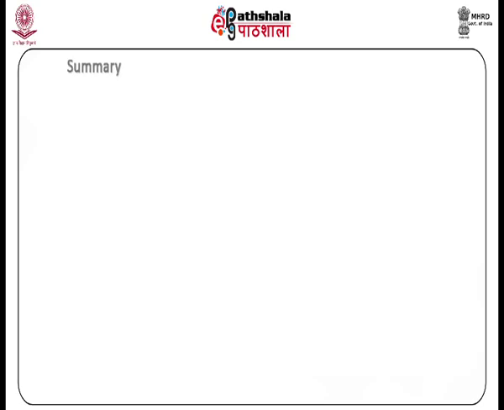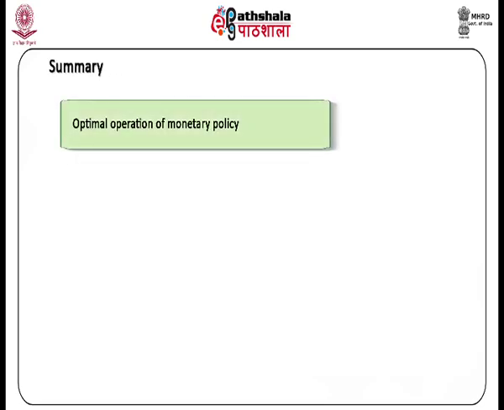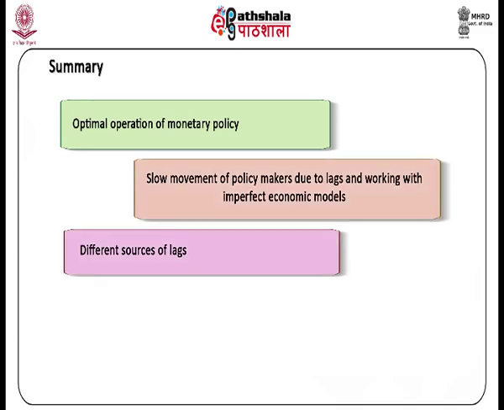In this module, we have learnt about optimal operation of monetary policy. We have learnt about different sources of lags between the occurrence of an event that brings forth a policy response and the eventual response of the economy. We see that policymakers work with a model of the economy and that macroeconomic models are imperfect. This gives policymakers another reason to move slowly. Policy actions are influenced somewhat by theory, but also by years of experience that most policymakers have.